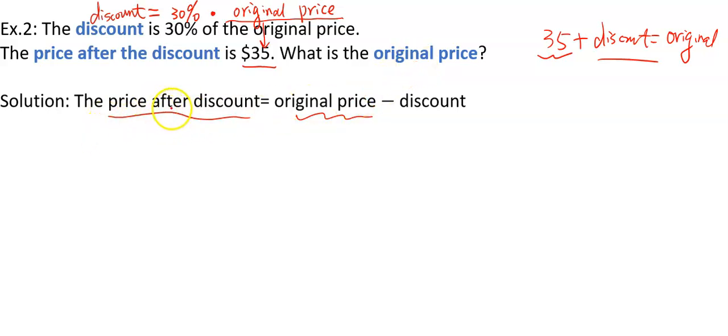So first of all, the price after discount, they did tell us it's 35. So we're going to plug in 35 for that. The original price is not given, so I have to use a variable x for that. But the discount, again, is not given either, but it did tell us the discount is 30% of the original. The original is unknown, so we can use a variable x, which is much easier than using two words. So that's why we get discount is 30% of original price, 30% times x.